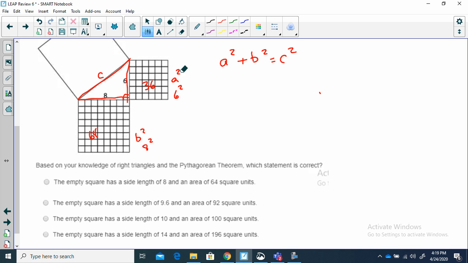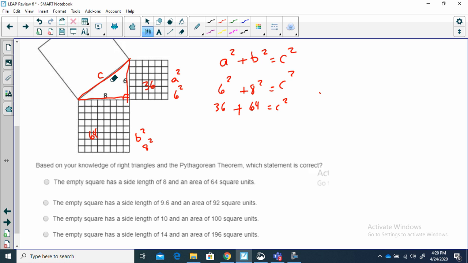Well, let's see what C would be. Let's plug these in. If A is 6, see here's our length of this side is 6. B is 8. Let's find our C. 6 squared is 36, as we said here. 8 squared is 64, as we've said here. That would find us the area of this block here.